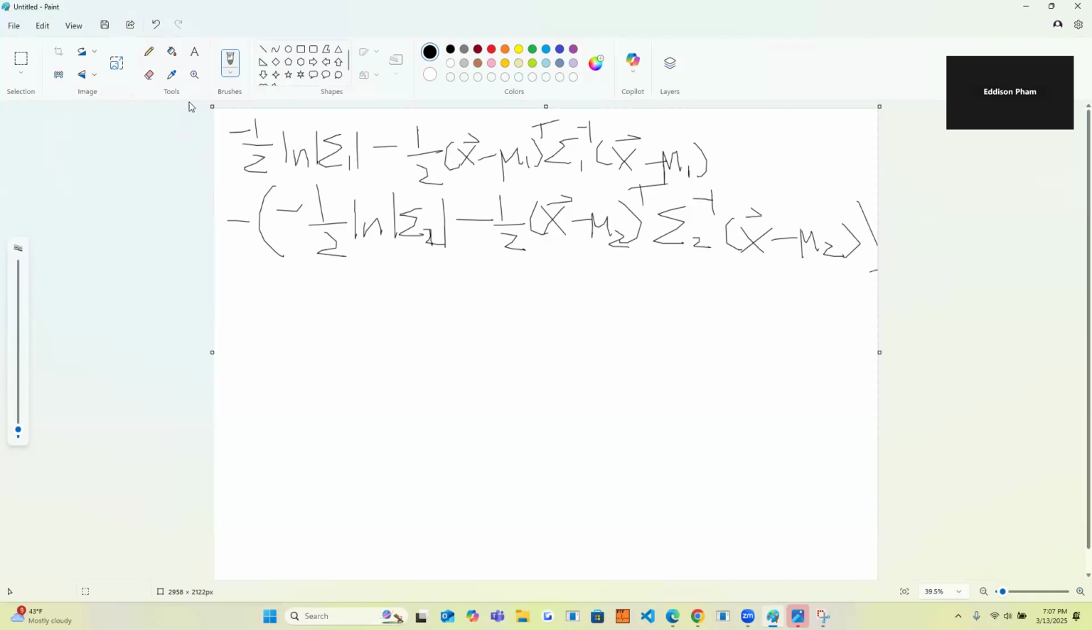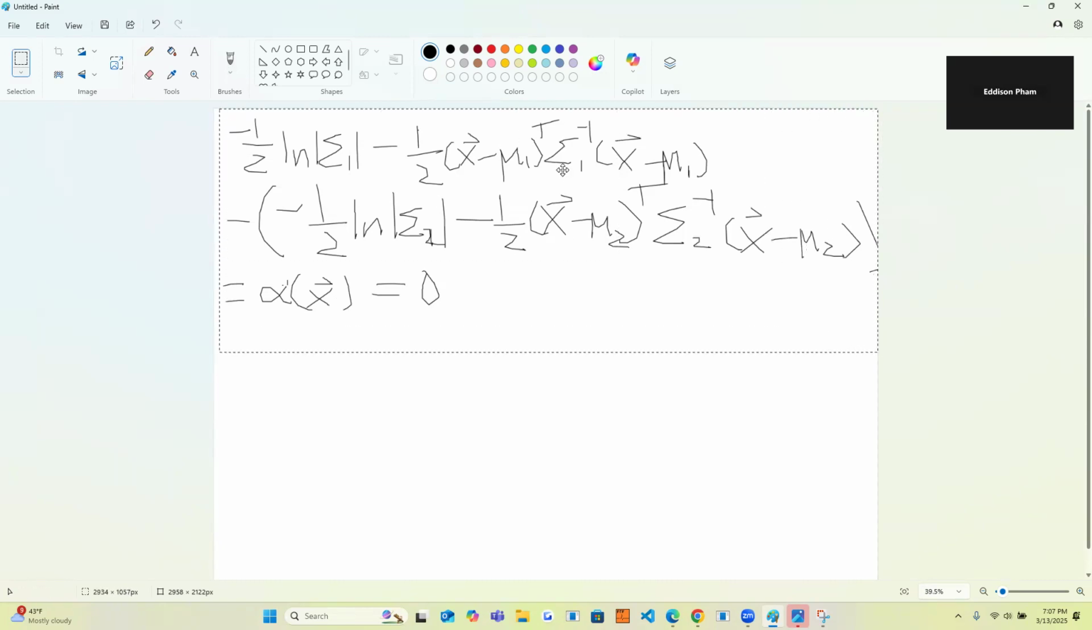And notice that these are quadratic functions. When we want to compare, notice this is the decision boundary. We want to see if this is greater or equal to zero. But the decision boundary happens at alpha of x vector equal to 0. So the decision boundary in this case is either elliptical, quadratic, or linear. You guys have to remember that because it might show up on the exam at some point.